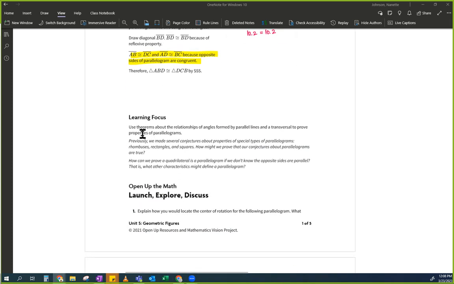So by the end of today, you're going to be able to use theorems about relationships of angles formed by parallel lines, we've talked about some of them, remember, and a transversal to prove properties of parallelograms. Previously, we made several conjectures about properties of special types of parallelograms, rhombuses, rectangles, and squares. How might we prove our conjectures about parallelograms are true? How can we prove a quadrilateral is a parallelogram if we don't know opposite sides are parallel? That is, what other characteristics might define a parallelogram?